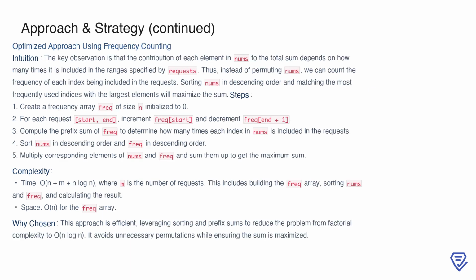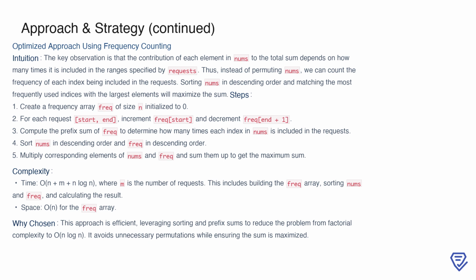Now, let's explore the optimized approach using frequency counting. The key observation here is that the contribution of each element in nums to the total sum depends on how frequently its index is included in the ranges specified by the requests. This insight allows us to avoid generating permutations entirely. Instead, we calculate the frequency of each index being included in the requests. The steps are as follows. First, initialize a frequency array with zeros. For each request, increment the frequency at the starting index and decrement it just after the ending index.